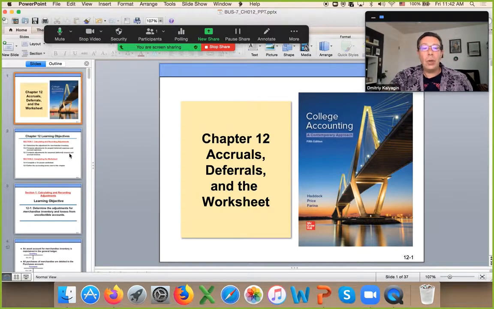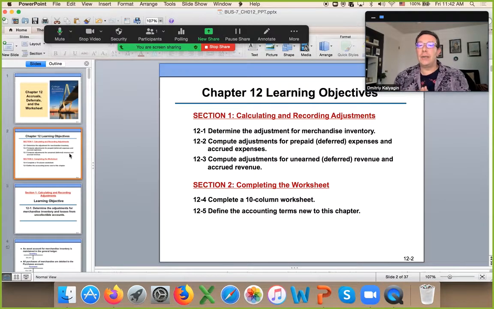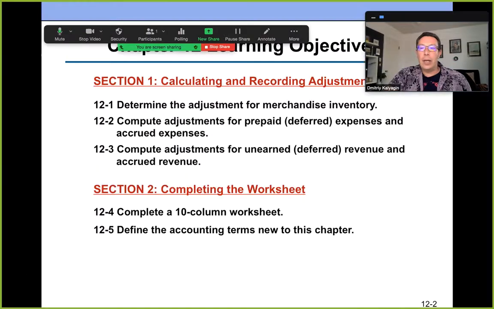Okay, so in this chapter we're going to talk about different adjusting entries and then very briefly the worksheet, because you already know how to prepare it. And for adjusting entries, first of all, I will talk about merchandise inventory. And then we will talk about prepaid deferred expenses. Not really going to talk about them because they were all covered in chapter 5. And then we will talk about a new classification or group of adjusting entries called accrued expenses. Then we will cover so-called unearned or deferred revenue. And the last group will be accrued revenue.